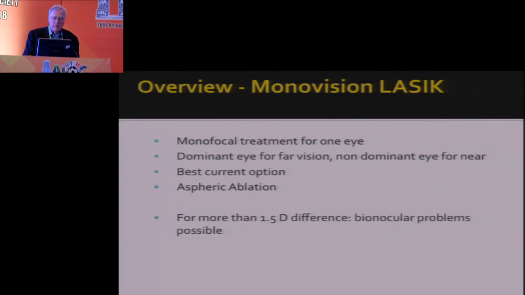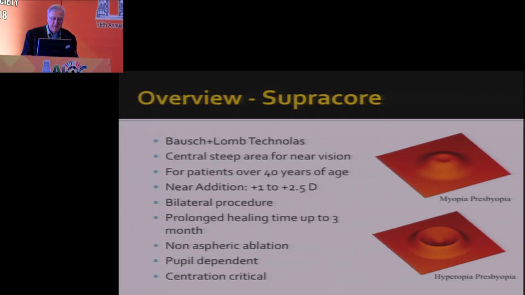The overview about monovision LASIK: monofocal treatment for one eye, dominant eye for far vision, non-dominant eye for near vision. It is the best current option at the moment, and it is an aspheric ablation. But for more than 1.5 diopter difference, you can have binocular problems.